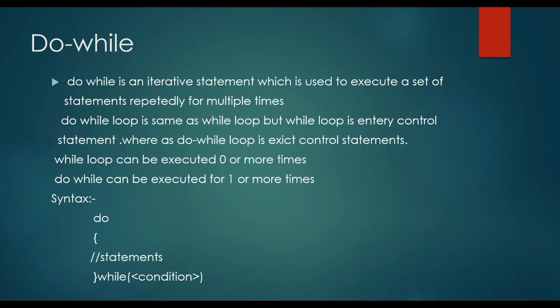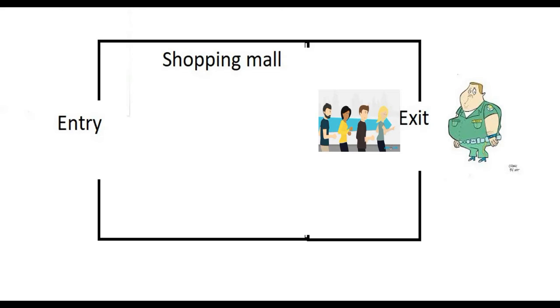Do while is an iterative statement which is used to execute a set of statements repeatedly for multiple times. Do while is the same as while loop, but while loop is an entry control loop statement, whereas do while loop is an exit control loop statement. While loop can be executed 0 or more times. Do while loop can be executed 1 or more times. Here is the syntax for the do while loop: do, statement, while, condition.